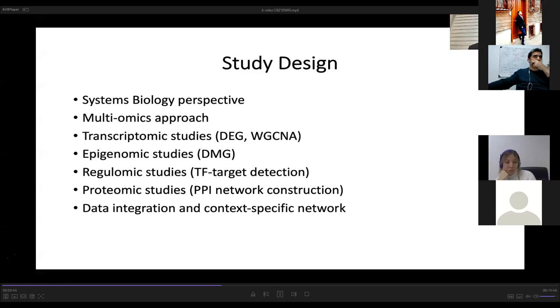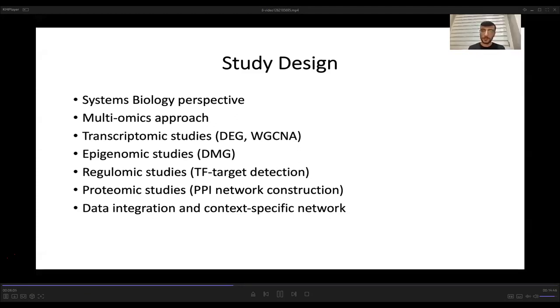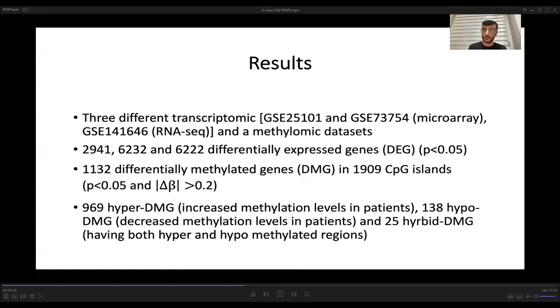Differentially methylated genes. We found differentially methylated genes. We conducted regulomic studies and we focus on TF target detection. TF means transcription factor. And in proteomics, we conducted proteomic studies. We constructed protein-protein interaction networks. And finally, we combined all these studies together and created a context-specific network.